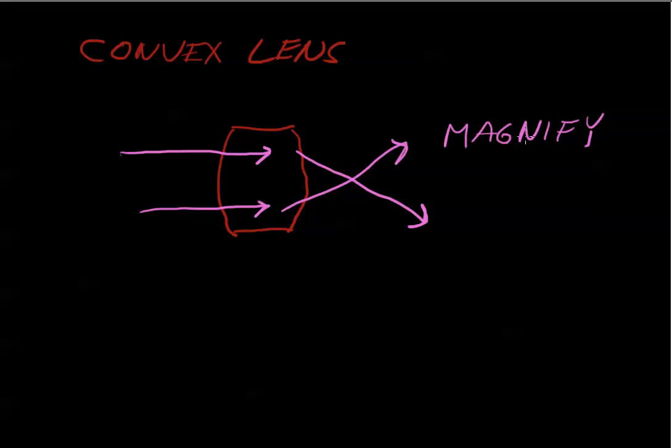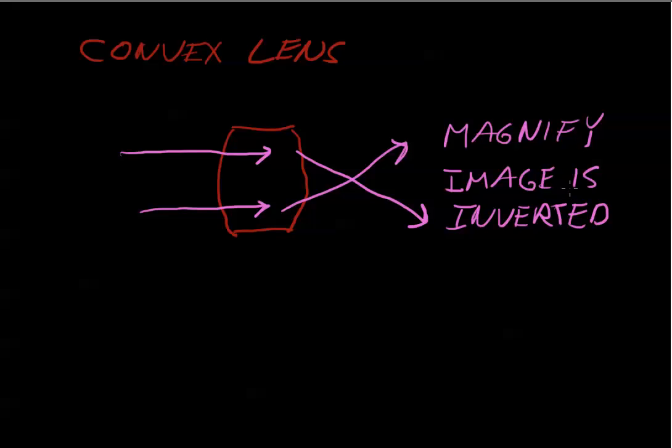And the other thing is the image is upside down. The image is inverted. The image your lens in your eye puts on your retina is inverted. It's your brain that flips it back up. So a convex lens, they bow out, and you can see, right here. And the big advantage is the magnification. Your magnifying glass. When I was a kid, we used to try to burn ants with a magnifying glass, all that kind of fun stuff. And the image is inverted.